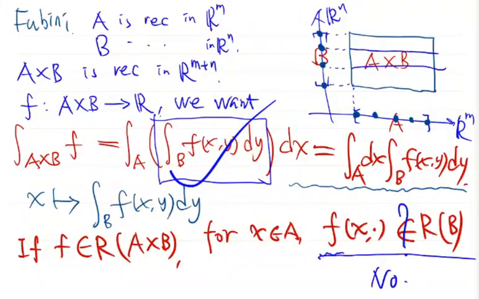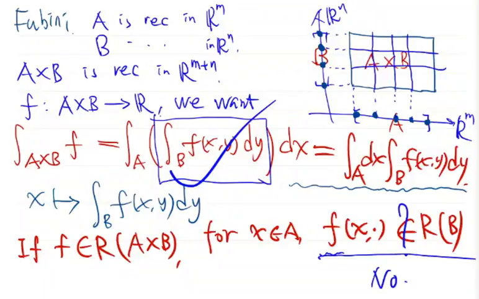So this blue segment demonstrates a partition of the Cartesian product rectangle A cross B. So every partition of the Cartesian product rectangle A cross B can be obtained in this way. Every partition of A cross B gives you a partition of A and a partition of B.